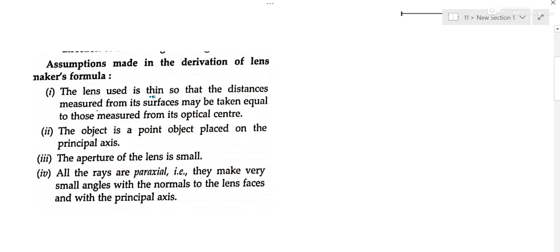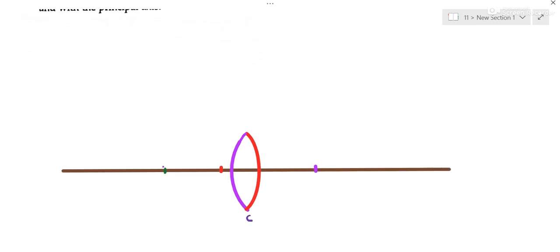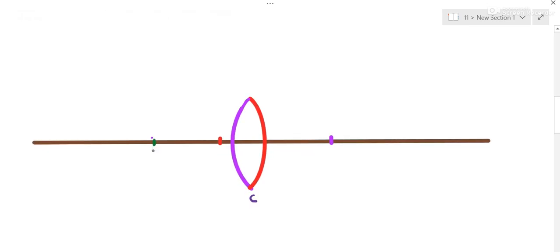The lens should be thin, aperture should be small, object should be a point object, and the rays should be paraxial. So first we are deriving lens maker formula for a convex lens. So this type of diagram you would keep ready.